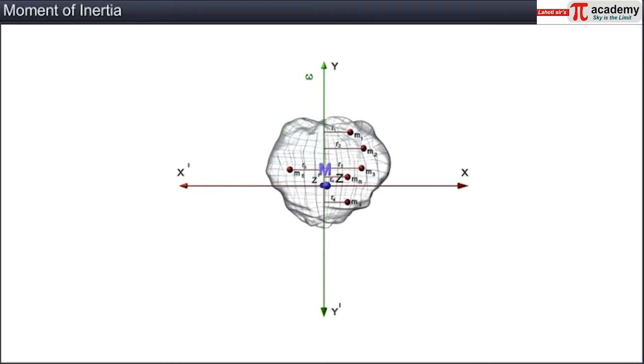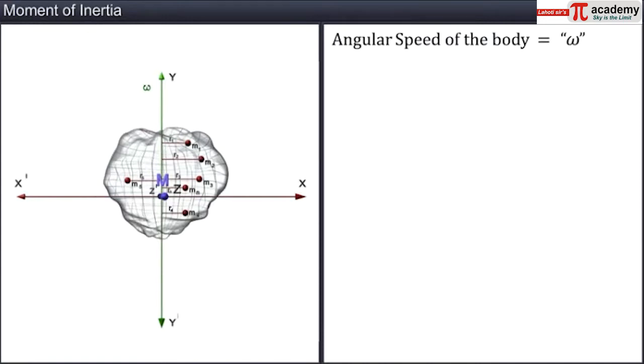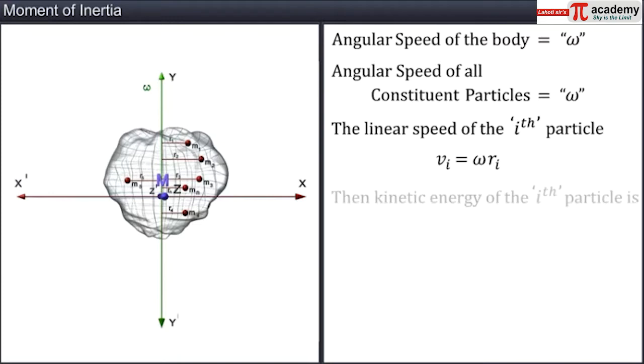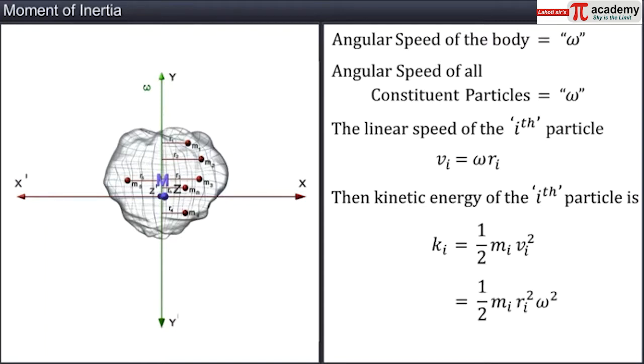Since the rigid body is rotating at an angular speed omega, the angular speed of all the constituent particles is also equal to omega. The linear speed of each particle can be found using the relation v is equal to omega r. For the ith particle, the linear speed vi is equal to omega ri. Then, the kinetic energy of the ith particle is Ki is equal to half mivi square, which is also equal to half miri square omega square.